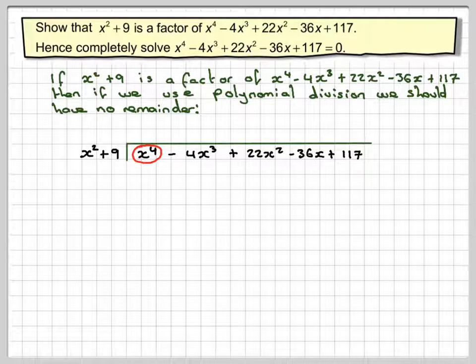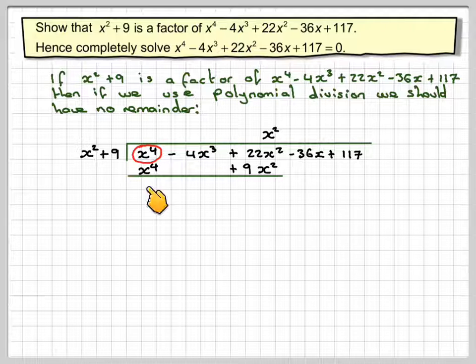Now, it's very, very important that you put things in the right column, as you'll see. So x to the 4 divided by x squared is x squared. So that goes there. Multiplying out x squared times x squared gives me x to the 4. We will put that there. We've got no x cubed term, but we've got x squared times 9, which is going to give me 9x squared. So notice that goes here, and we leave a space here.